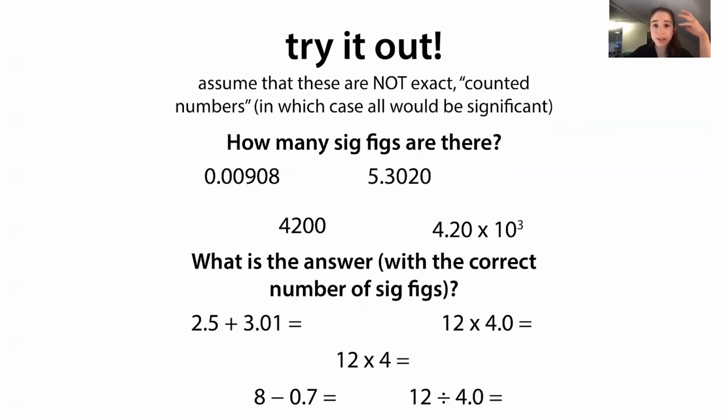With these, we're assuming that these are not exact counted numbers. So not like saying, oh yeah, there's 2 people right there, in which case you would have an infinite number of significant figures. There are also other values like conversion coefficients, where in that case all would be significant. But when we're talking about values that we have measured with our ruler or things like that, then we have to take into account the significant figures.